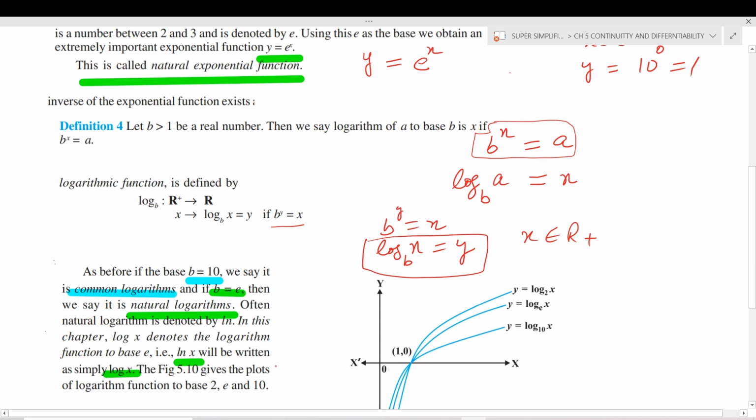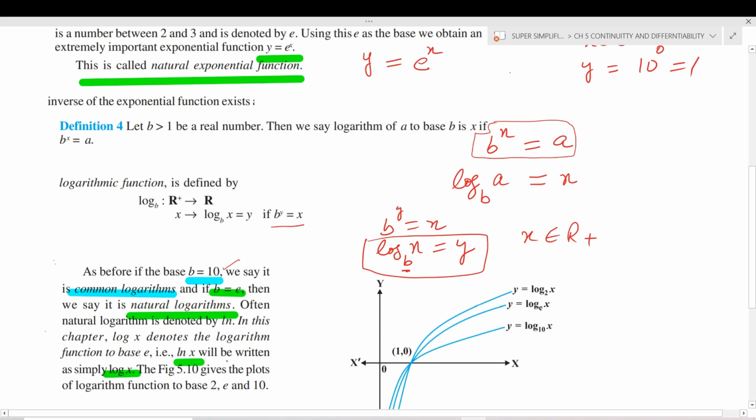Now let us again concentrate on this base b. As we have done previously in the case of the exponential function, if you were taking the base to be 10, you were calling it the common exponential function. Here also, if the base b is 10, this highlighted portion in blue, then this function will be called the common logarithm. And if we take base b to be the number e, then we will say it is the natural logarithm function.